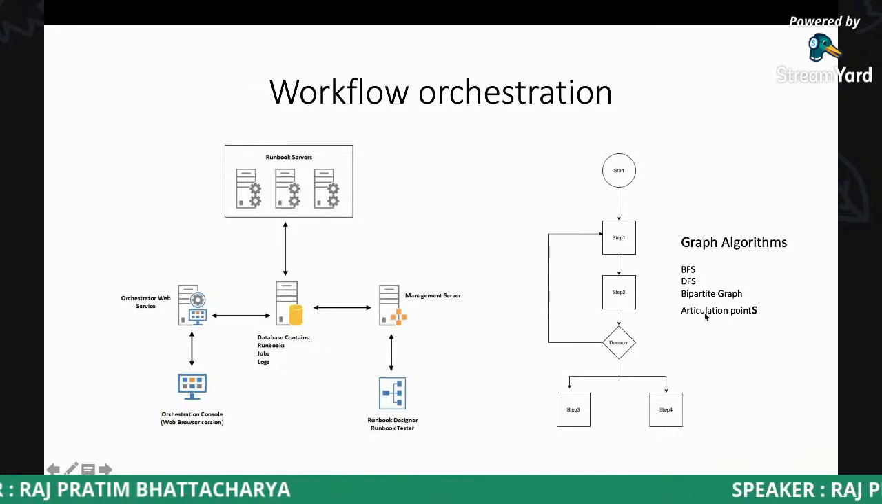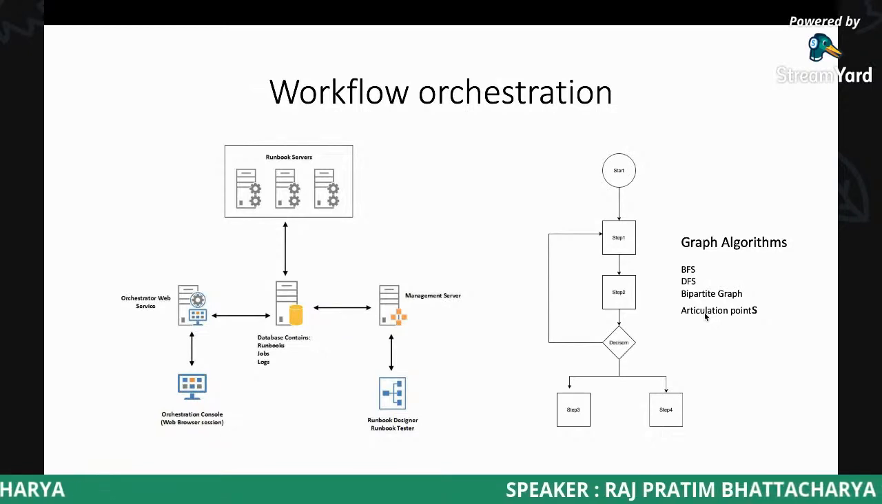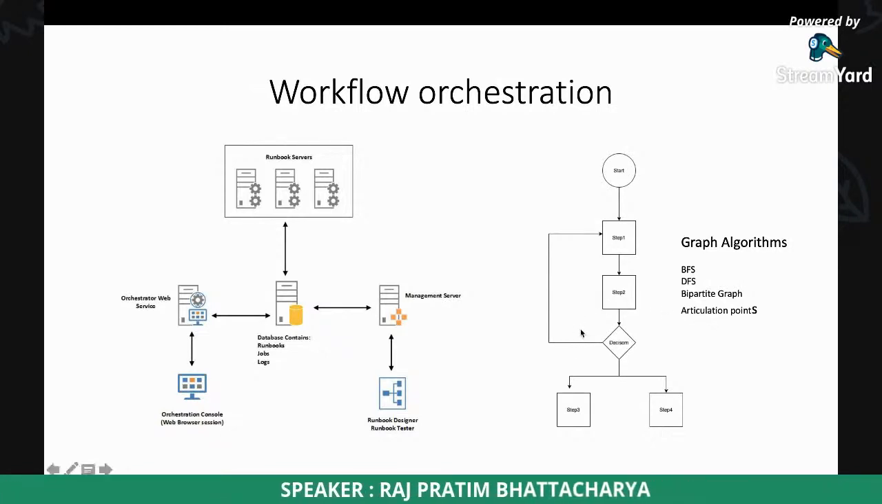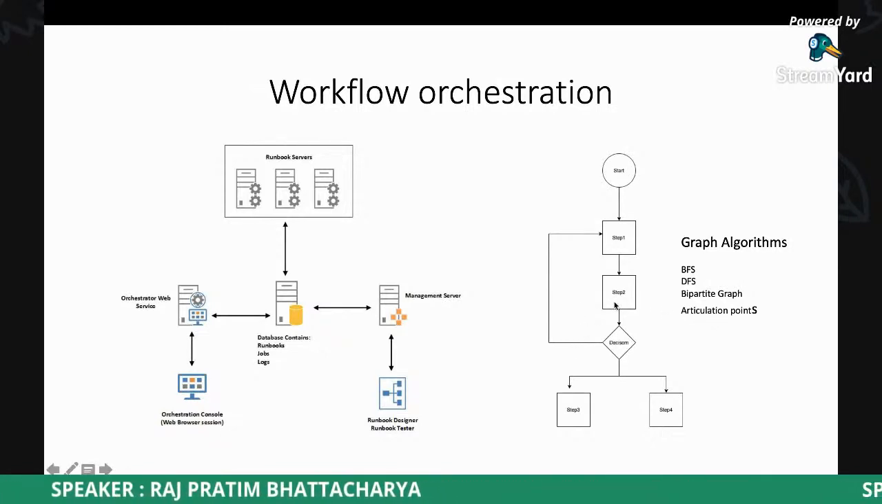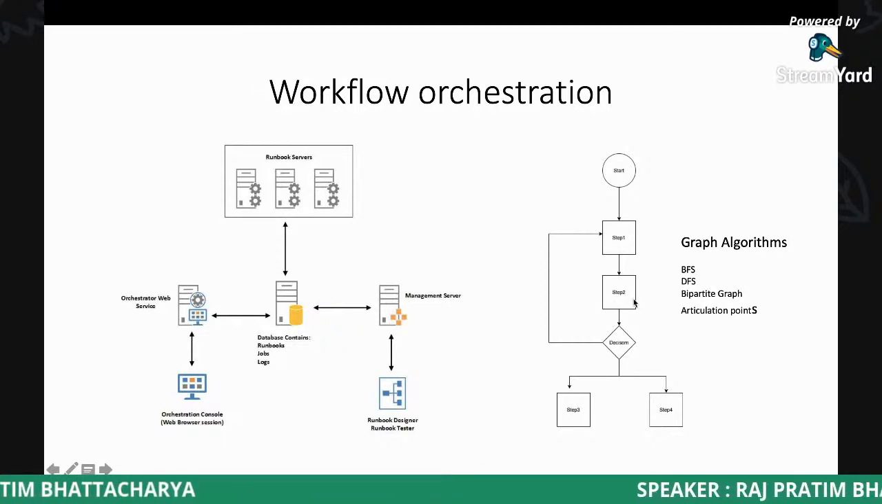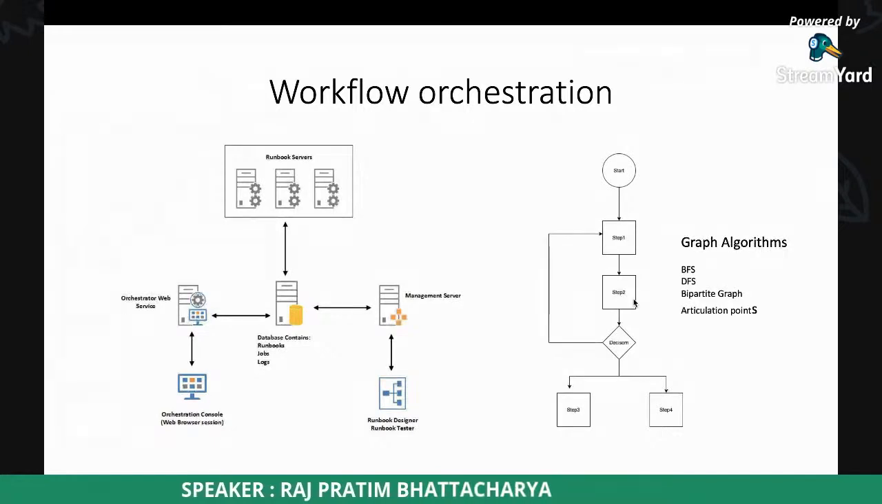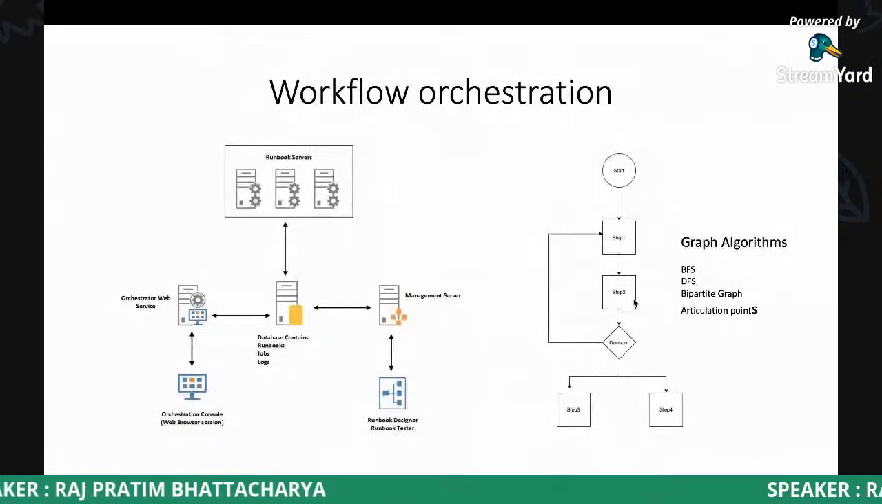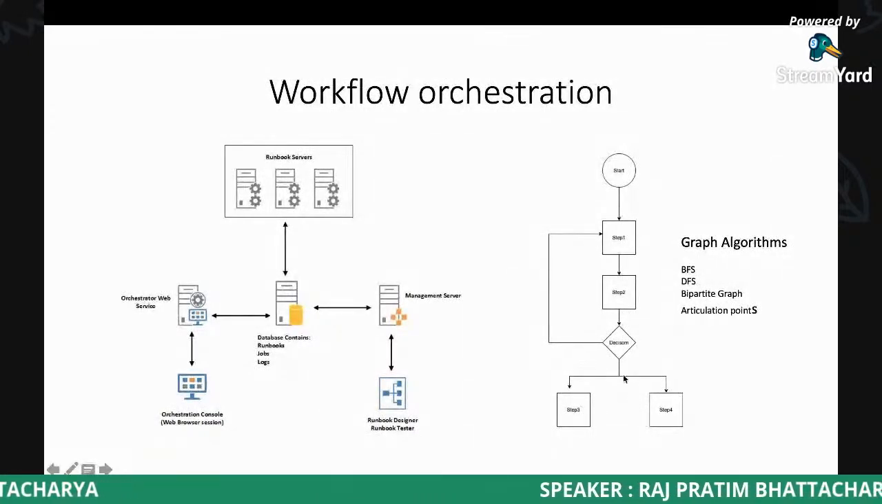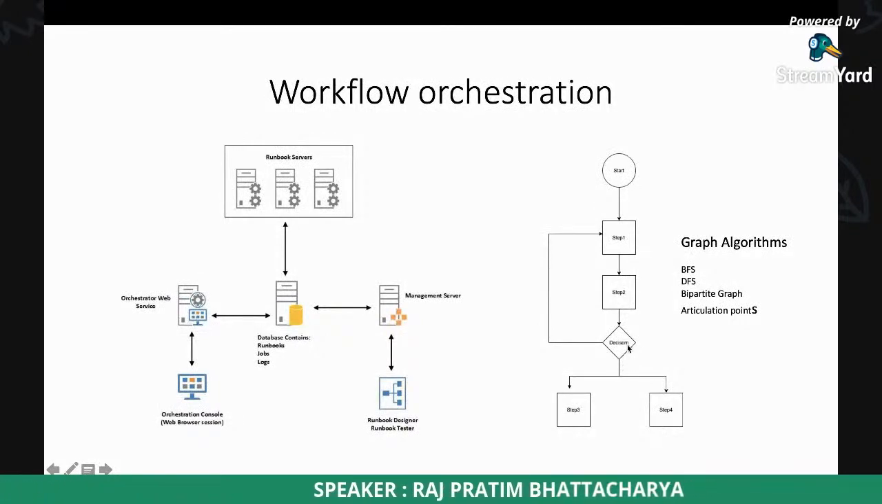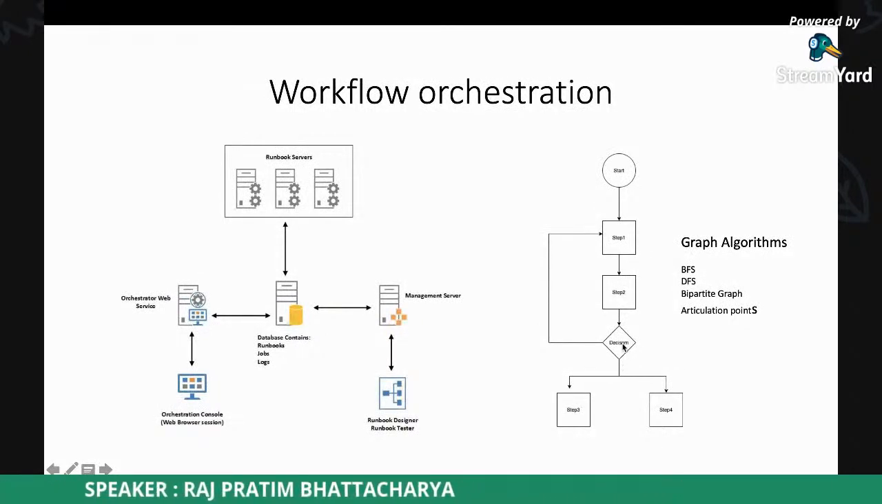You might know about this concept of graph called articulation point. An articulation point is a point where, if I remove a particular node, the whole graph gets divided into two. In distributed systems, this has a very significant importance. We look for these kinds of articulation nodes, which are very high intensity nodes.